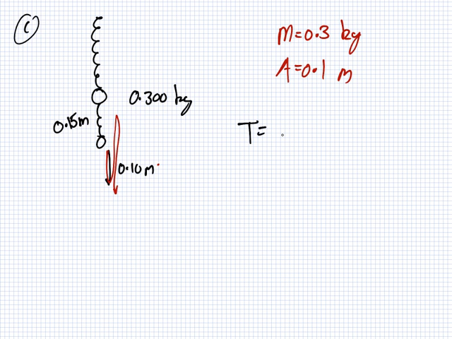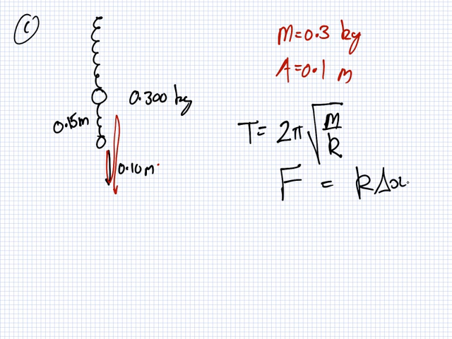Okay. Time period is 2 pi root M over K for a spring. By a spring. So we have this formula for a spring. You forgot this formula? What is K? Oh my goodness. Don't you remember Hooke's formula? It is simple harmonic motion, but simple harmonic motion caused by a spring. So we have extra formulas, spring formulas.